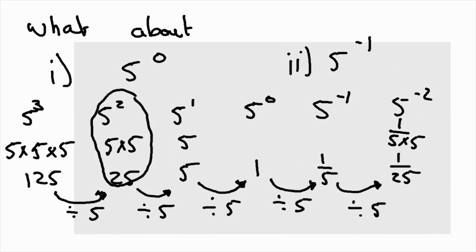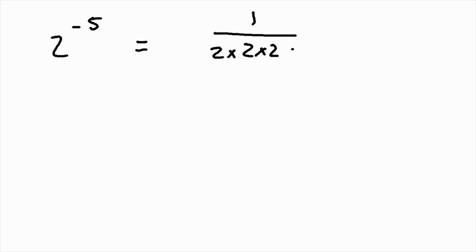So let's take a different example. 2 to the power of minus 5. So the minus means 1 over, and then we're going to have 2 multiplied by itself 5 times at the bottom of this fraction. So if we count these up, or we multiply these out, I should say, 2 times 2 times 2 times 2 times 2. So 2 times 2 is 4, 4 times 2 is 8, 8 times 2 is 16, 16 times 2 is 32.